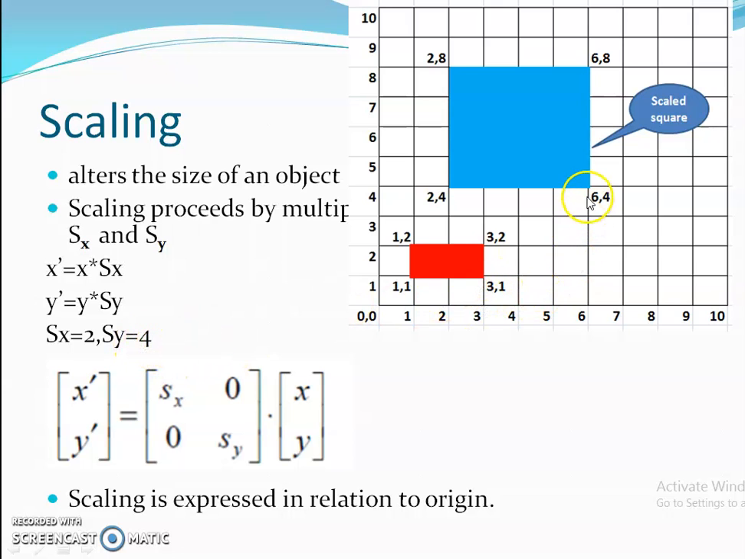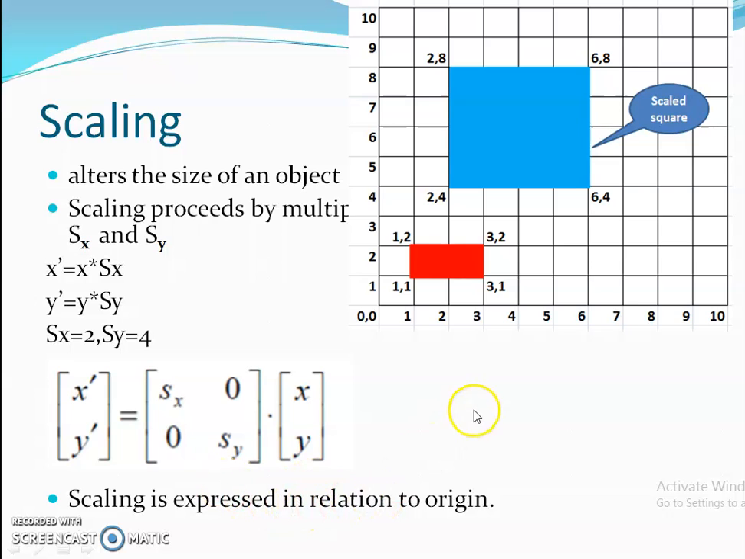3 into 2 equals 6 and 1 into 4 equals 4. So our next position is scaled here, 6 comma 4. Then likewise 3 comma 2 and 1 comma 4 become 6 comma 8 and 2 comma 8. Likewise we can get this scaled object.